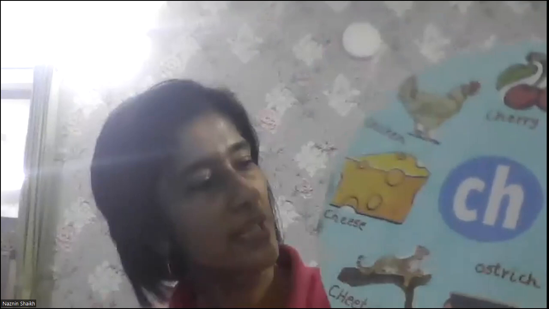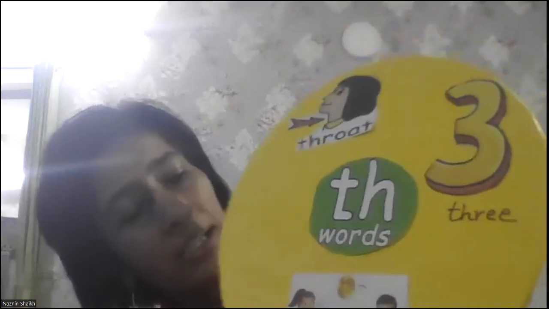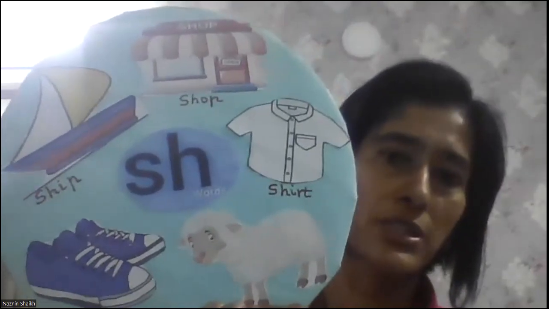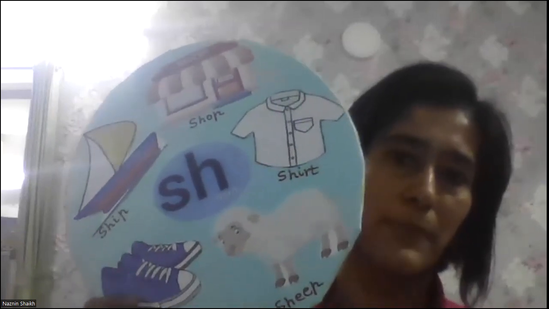Here I have given them the examples, and here I've made it with the TH sound. I have taken examples of th, like throat, then three, and throat. In the same way, here I have taken the SH sound, showing them and asking, what is this? Ship, they'll say, then shop. Here I have examples of shirt and shoes. And then you can ask the child, if you have done the reading with the child, to read it after the sound is done.